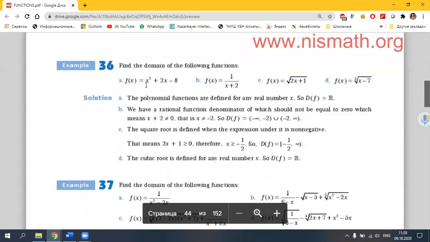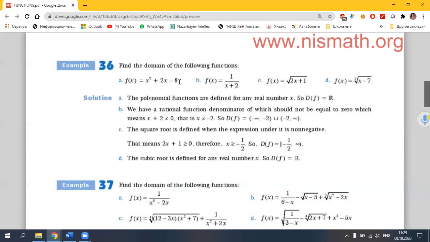Мысалы, find the domain of the following functions. Мына функцияның анықталуы болса қандай? A, f of x equal to x squared plus 2x minus 8. Бұл жерде квадраттық теңдеу, сондықтан анықталуы болса любой x-ның орнына любой санды қоя аламыз. Сондықтан the polynomial functions are defined for any real number x. So D equals to R. R-ға тең.